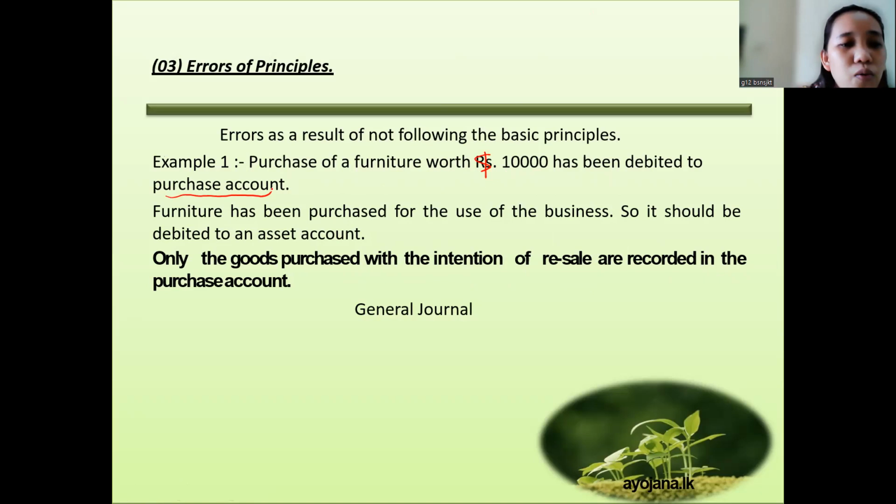So remember, whenever we purchase furniture, the right entry is to put it on the debit side in an asset account. We write furniture, because only goods purchased with the intention of resale are recorded in the purchase account. Since we are purchasing furniture, not goods that we want to resell, we cannot record it as a purchase. No, we must put asset. So this is wrong because he didn't know how to make that entry.